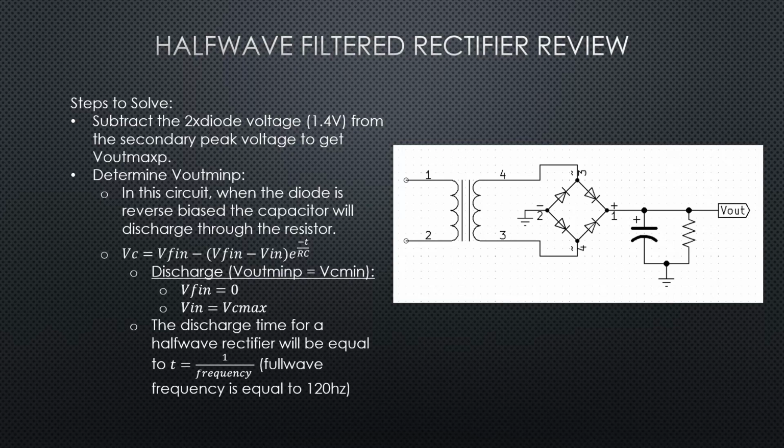We're going to use our VC formula to find that voltage, and remember we're calculating for a discharge situation, so our V final is going to be 0. Our V initial is going to be the max voltage that we just calculated, and the discharge time for a full wave rectifier is going to be half of what it was with the half wave. So the frequency coming off the bridge is going to be at 120 hertz. So our time is going to be 1 divided by frequency.